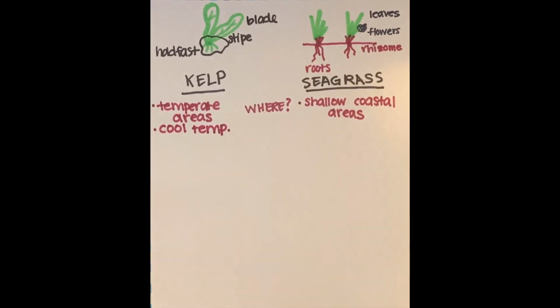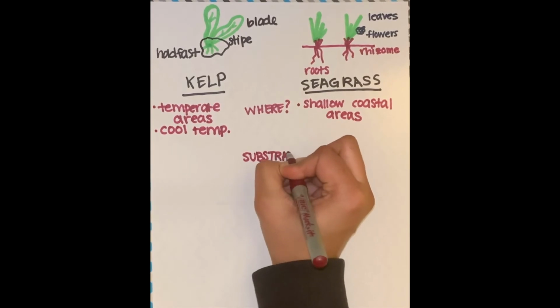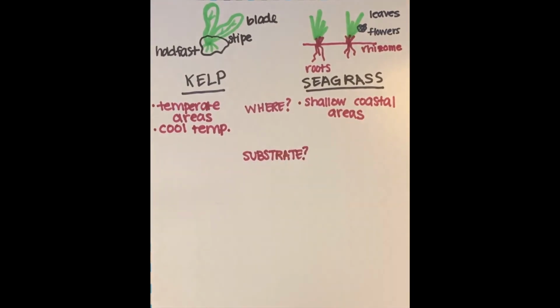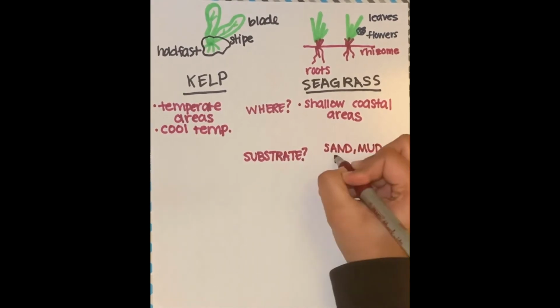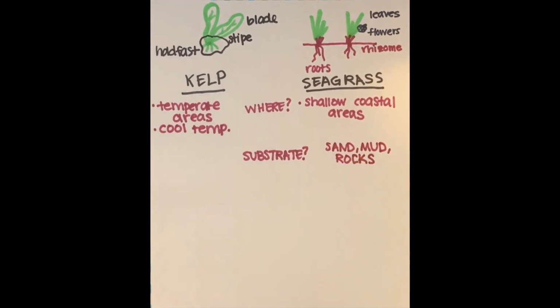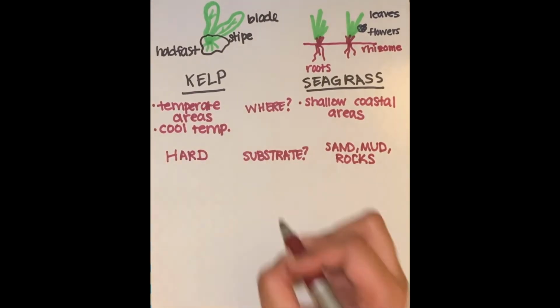In Educational Module 7, we talked about hard versus soft substrate. What kinds of substrate do these species live on? Seagrasses are versatile. They can live in sand, mud, or even rocks. Kelp, however, needs something hard to hold on to, like we modeled in our diagram.